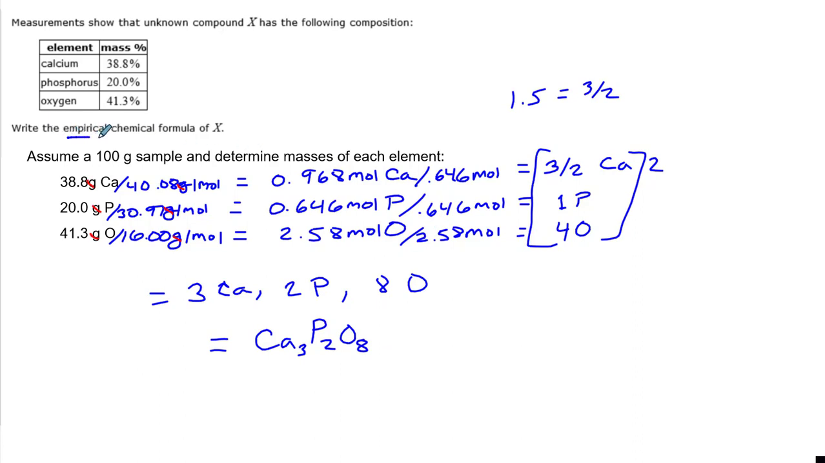The term empirical means from an experiment, so this may not necessarily be the molecular formula. Now in this particular example, we have an ionic compound because calcium is a metal, so we always report the empirical formula anyways. But if this had been a molecular compound, the empirical formula is going to be the most simplified lowest whole number ratio of each element, which may or may not be the same as its molecular formula. So here's your empirical formula, and for this particular problem, we're done.